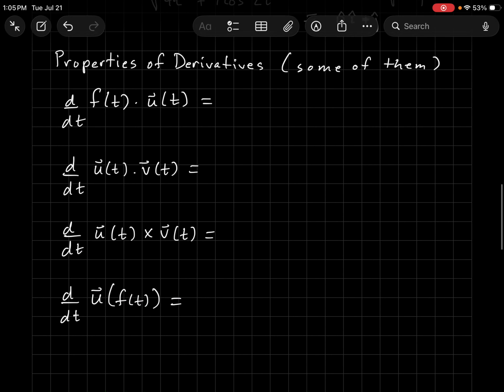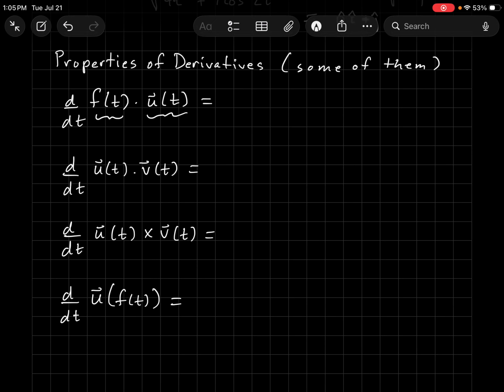I'm going to briefly go through some properties of derivatives. I'm not going to talk through them other than to write down some of the more common ones you might see. But in general, the usual derivative rules apply. So suppose that we want to find the derivative of the product of a scalar-valued function with a vector-valued function. Well, it's just the product rule that you're used to. So we do f prime of t times u of t plus f of t times u prime of t.